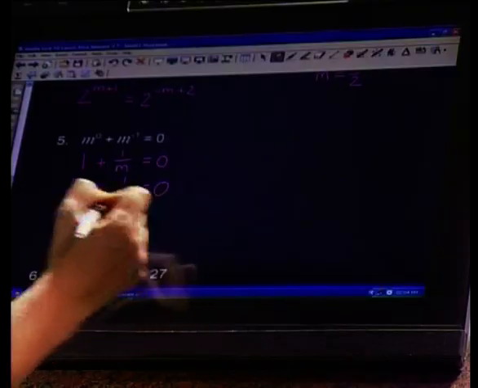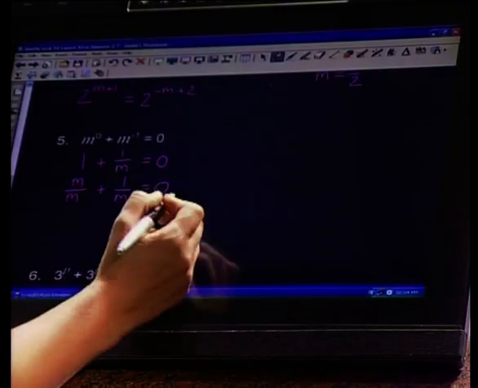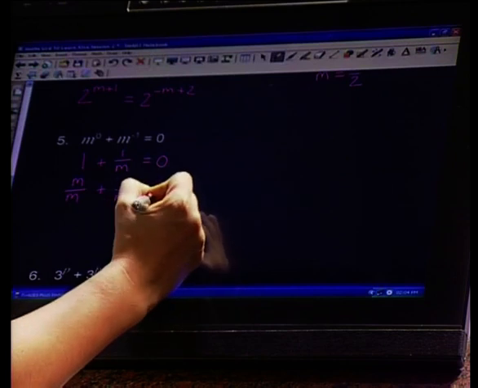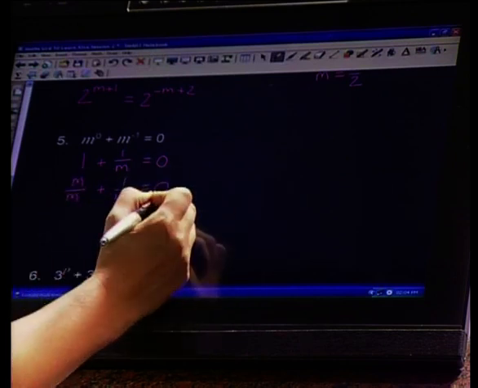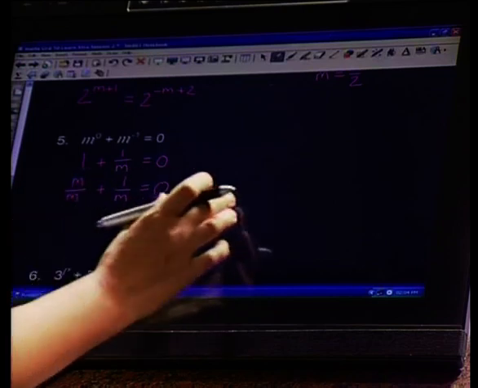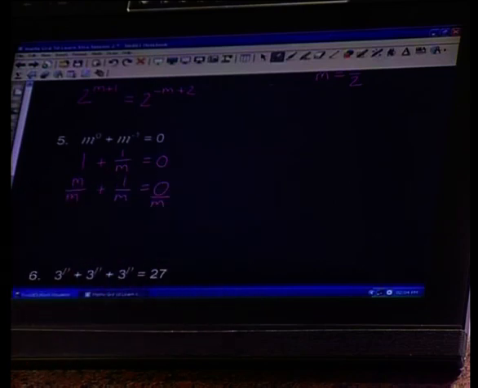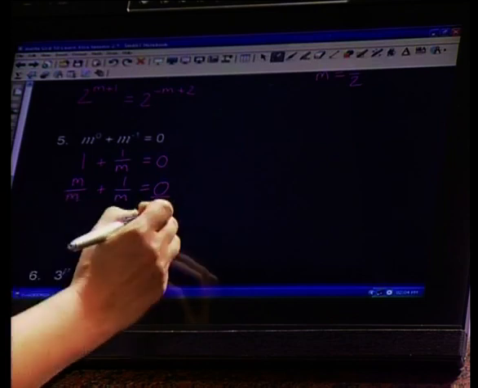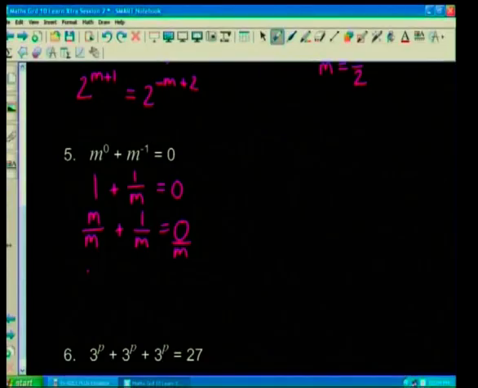Because our denominators are the same, and because it is an equation, we can drop the denominators the whole way along. Basically, mathematically, what we've done is we've multiplied both sides by m, and for that reason, the denominator has disappeared. So now what we have is m plus 1 is equals to 0, which is far easier to solve for because m is equals to negative 1.